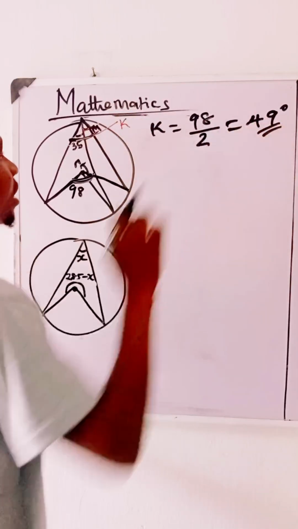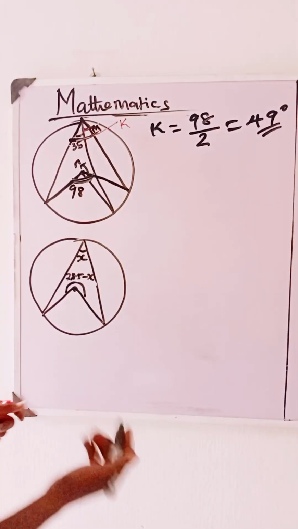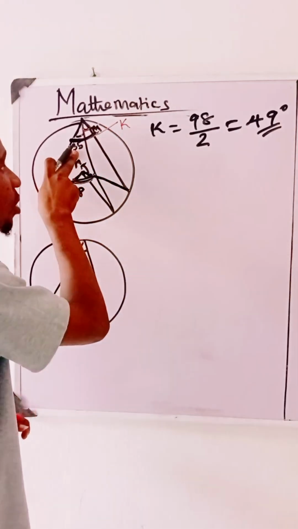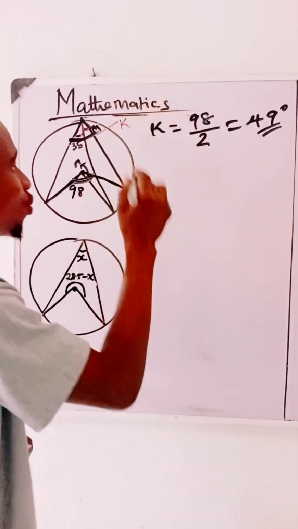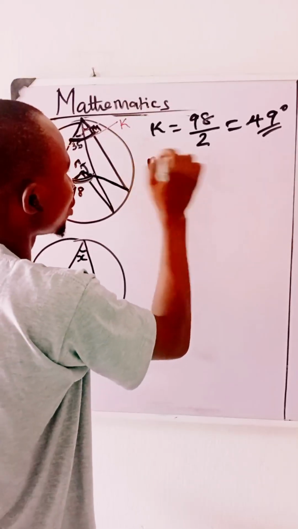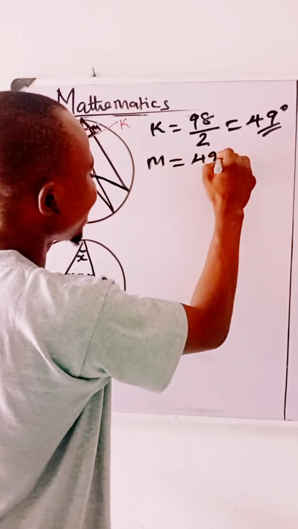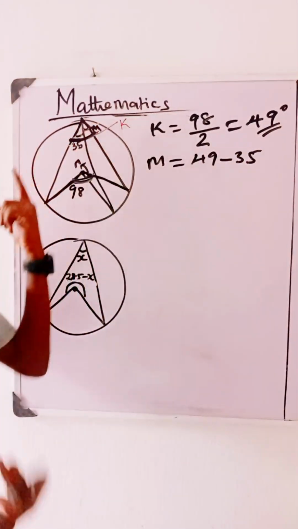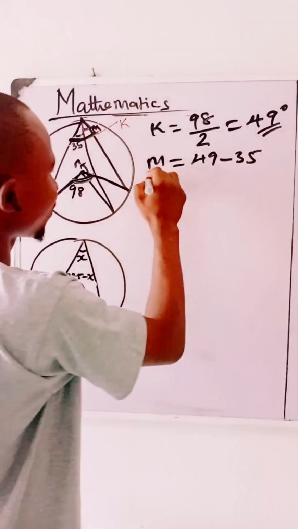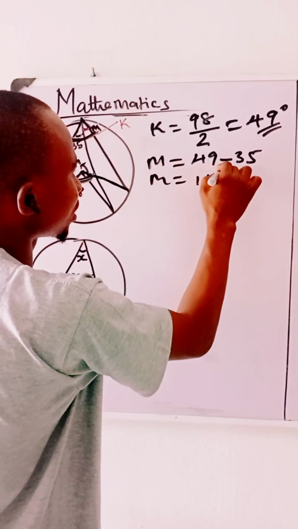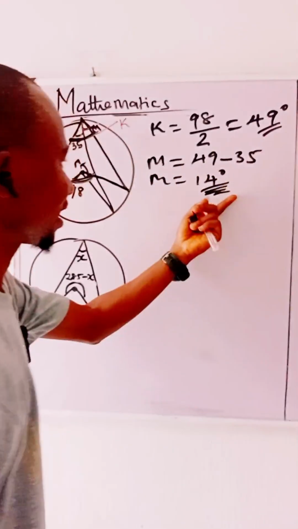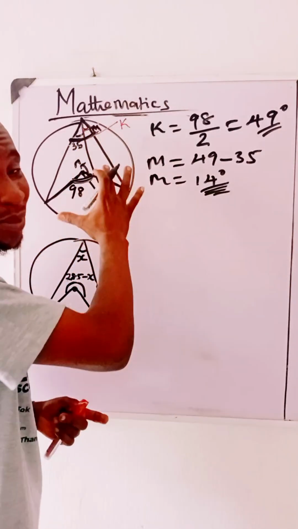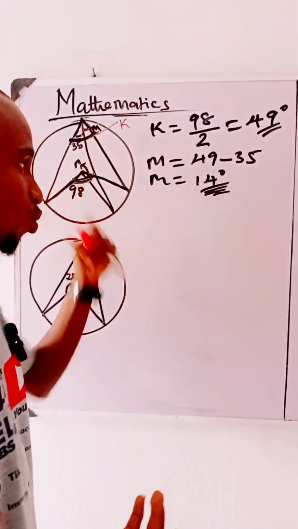Now, look at the shape again. If everything here is 49, 35 has been cut out from 49. So to find your M, it is going to be 49 minus 35. You see? That is how you are going to find your M. So 49 minus 35 is going to give us 14 degrees, you see. This is how to find this small angle M there, right? You see how simple it is by understanding the rule, okay?